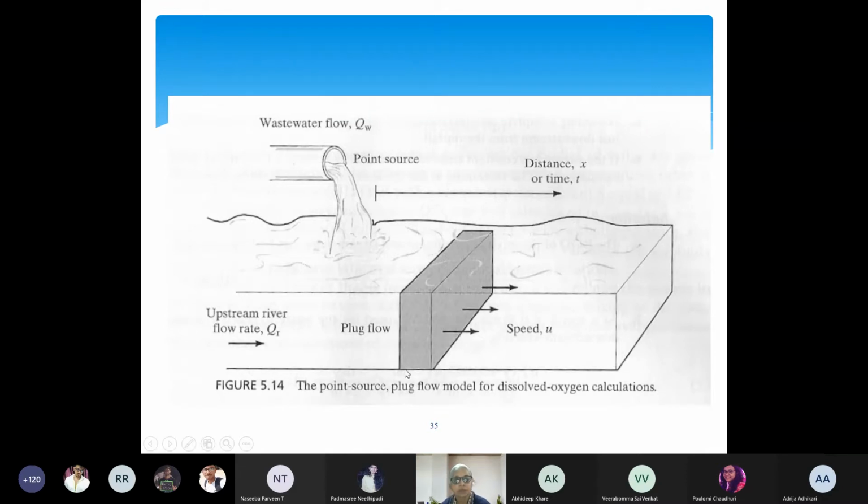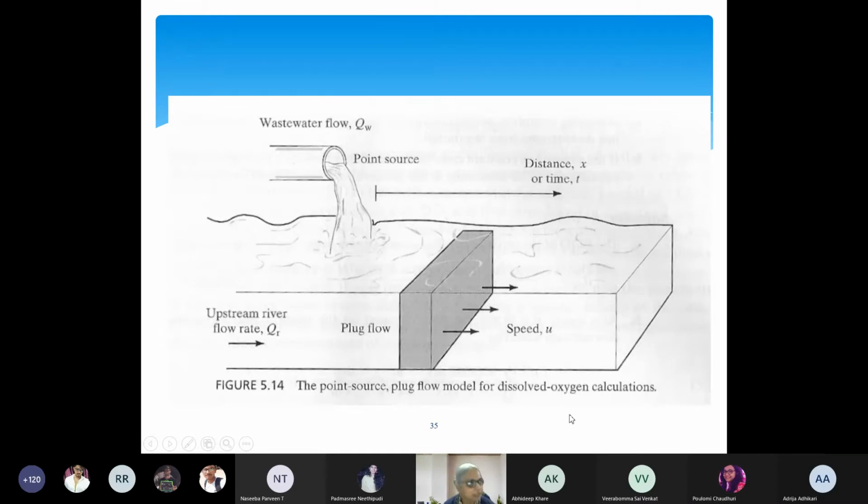So if you look at this gray box, the gray box shows you that there is complete mixing in the direction perpendicular to the flow of the river, and in the direction of flow there is no mixing. So this is zero mixing, and it makes it simpler. It's just a way of making certain assumptions to make the calculation simpler.